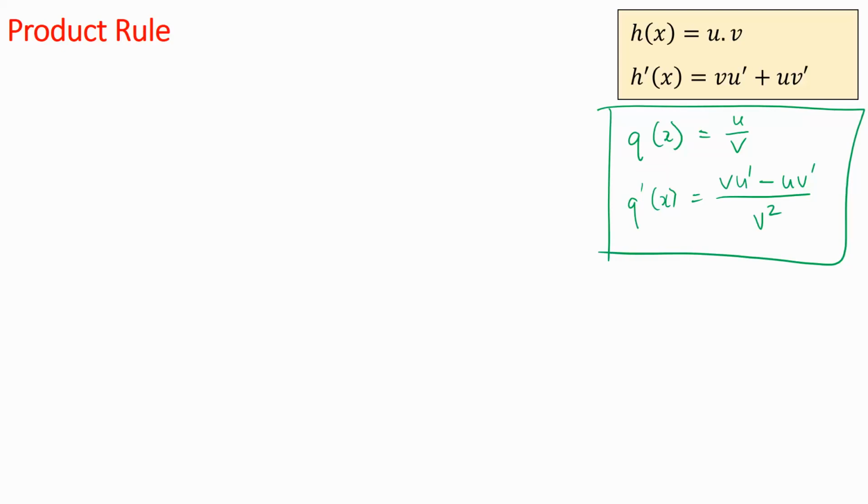Okay, this is your quotient rule, and we're going to work through an example from both so that you get a feel of how to do them, and then I'm going to give you this worksheet. We're going to have a go at them, and then we're going to go through the answers together for this double session. Okay, so let's do product rule first.